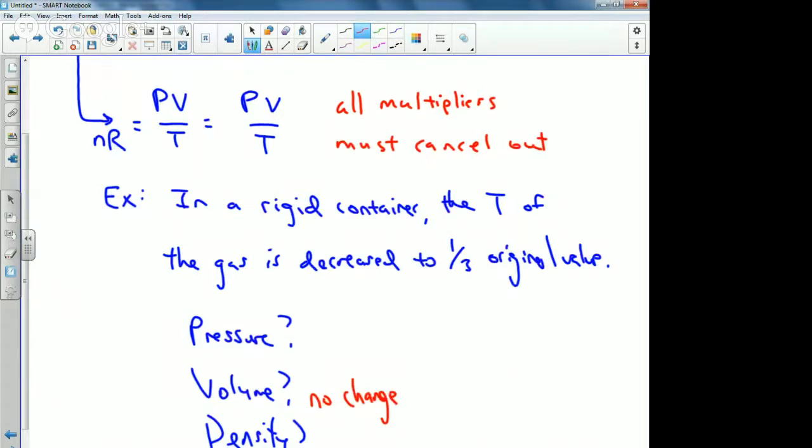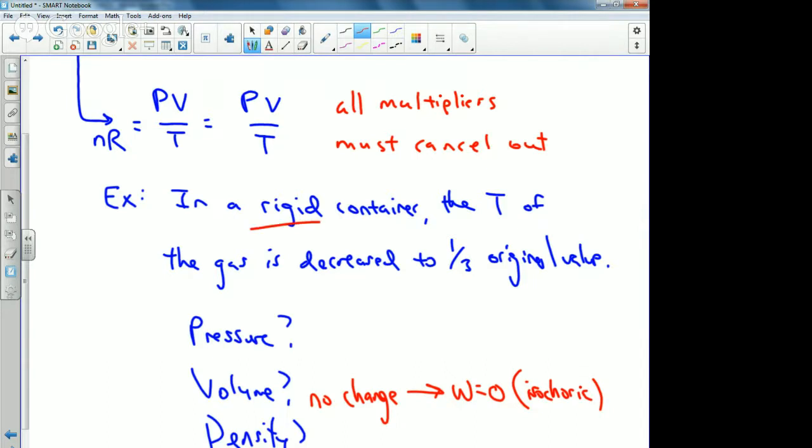Now, by the way, I'm just going to skip ahead to something else. But if there's no change in volume, that means that work is automatically equal to 0 too, right? Because work is equal to P delta V. And this is called an isochoric reaction. Not that you may or may not want to memorize that. Okay, anyway. There's no change in volume because it is a rigid container.